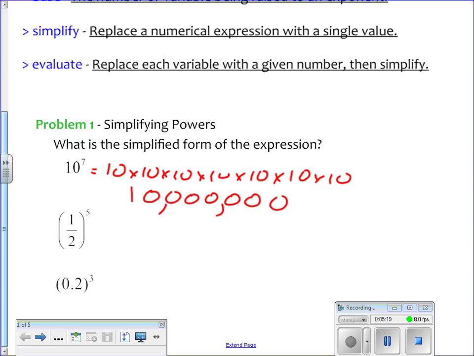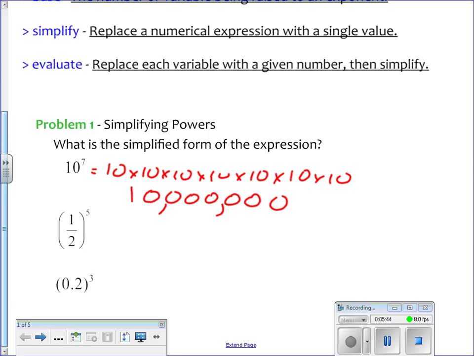Actually, it's not the easiest one. The easiest number to raise to a power is 1, because 1 to any power is 1. Because 1 times itself, no matter how many times, is 1. Makes it really easy. Okay, 1/2 to the 5th power.